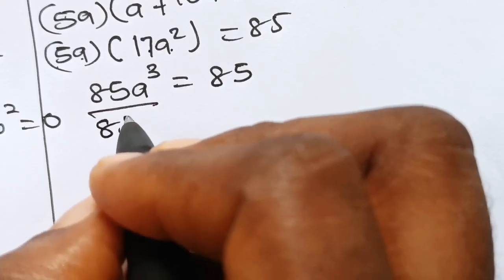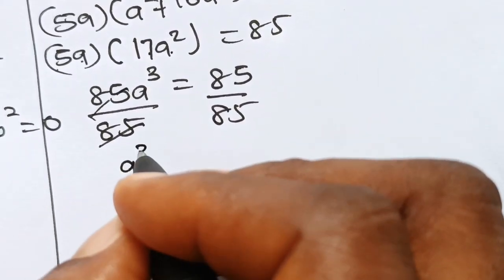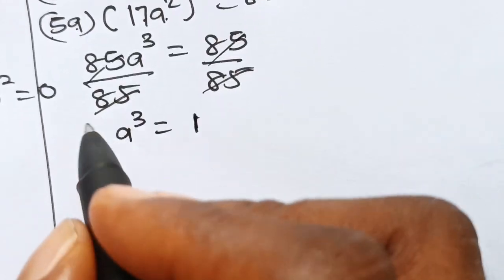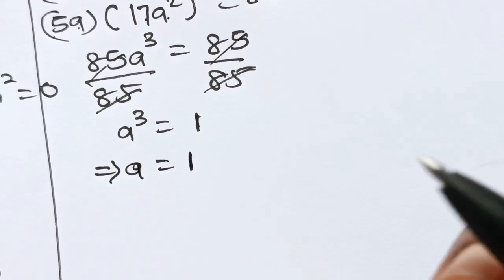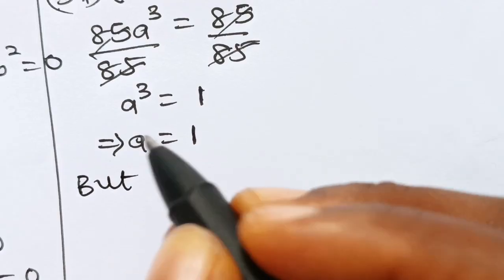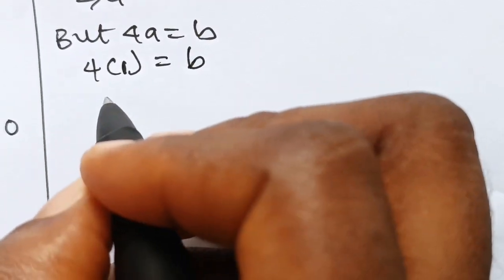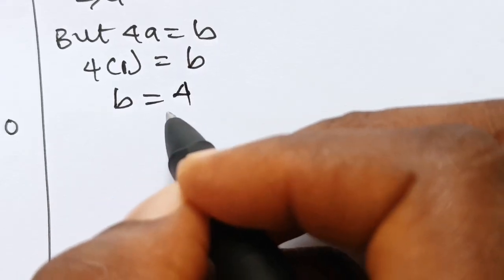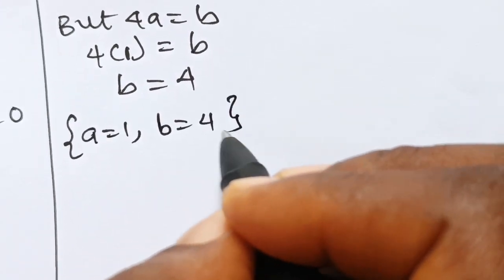Dividing both sides by 85, we have that a to the power of 3 is 1. If we take cube roots of both sides, we'll have that a is equal to 1. But remember that 4a is equal to b. So it means that 4 multiplied by 1 will give us b. So b is equal to 4. So when a is equal to 1, b is equal to 4.